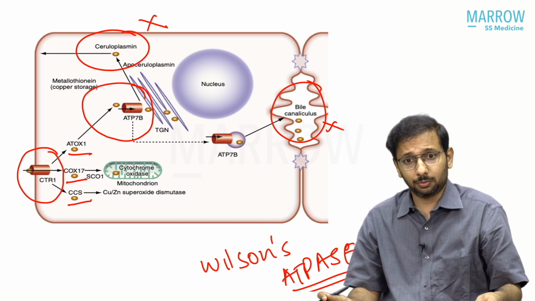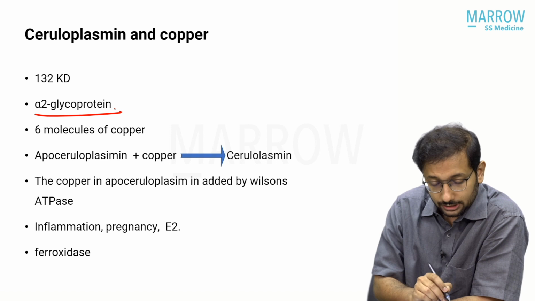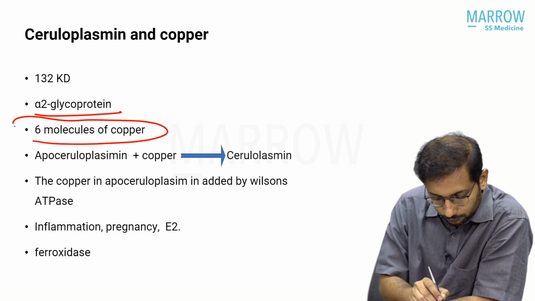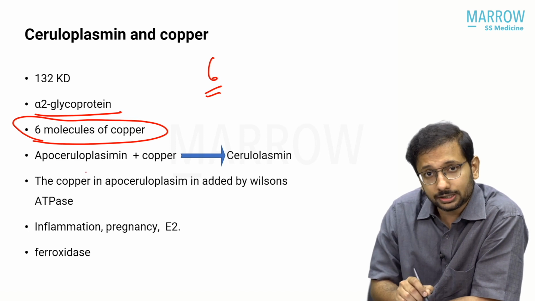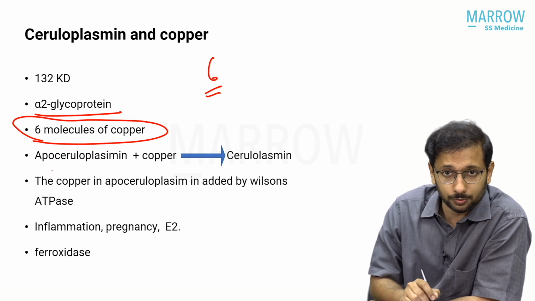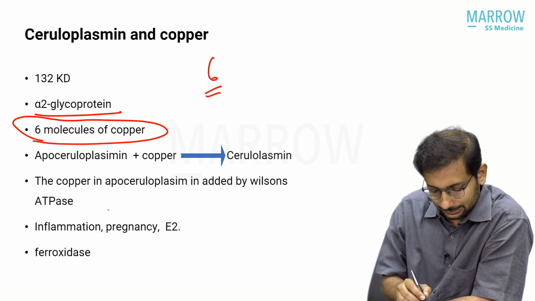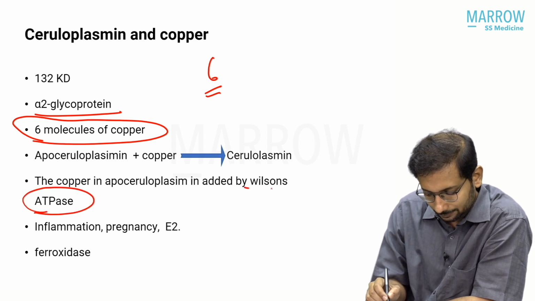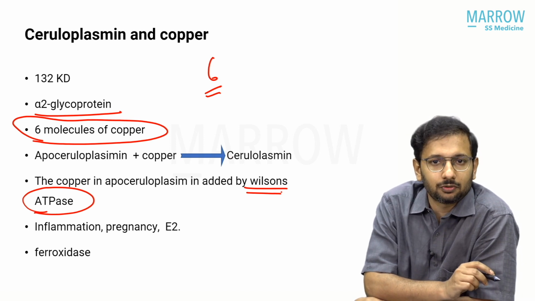Let us see what we know about ceruloplasmin and copper. Ceruloplasmin is an alpha-2 glycoprotein. It binds to 6 molecules of copper. The word 6 is important. And when copper gets incorporated into apoceruloplasmin, holoceruloplasmin or ceruloplasmin is formed. And this is the step added by the Wilson's ATPase. Now, ceruloplasmin is not very specific for Wilson's disease.